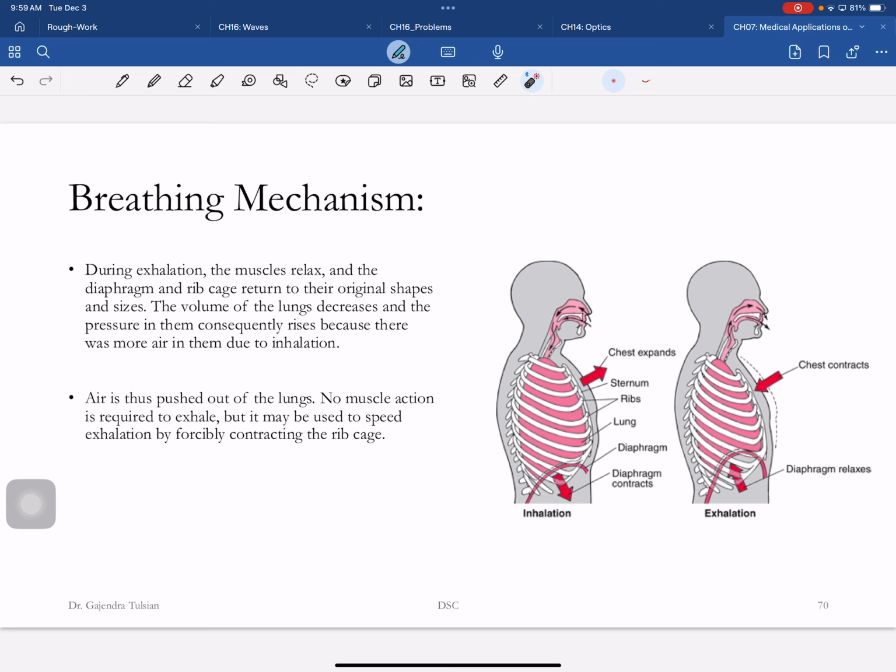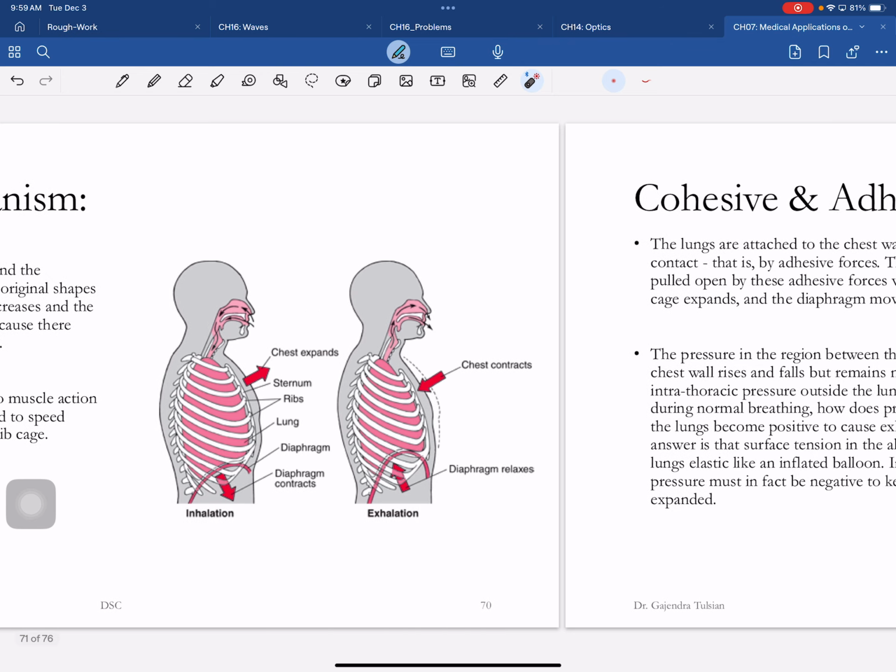No muscle action is required to exhale, but it may be used to speed exhalation by forcibly contracting the rib cage. So you can exhale fast by contracting your rib cage.